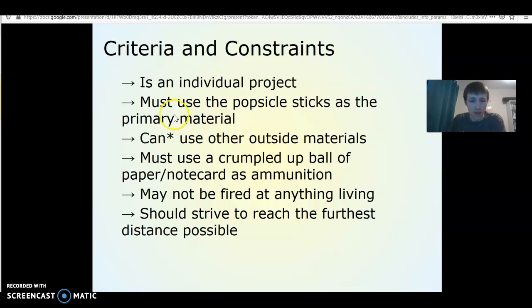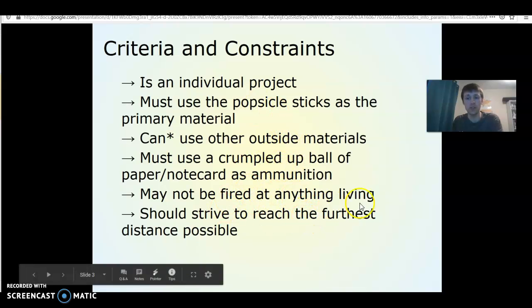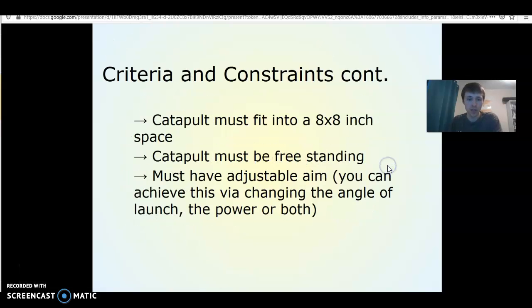All right. Must use a crumpled up ball of paper or note card as your ammunition. This is to make a level playing field for everybody, so no one's shooting with like a marble, which would obviously go much, much farther. So we're all using the same thing. May not be fired at a living thing and should strive to reach the farthest distance possible. So we're trying to shoot far in this particular exercise. The whole point is to get as far away from the catapult as you can with your projectile.